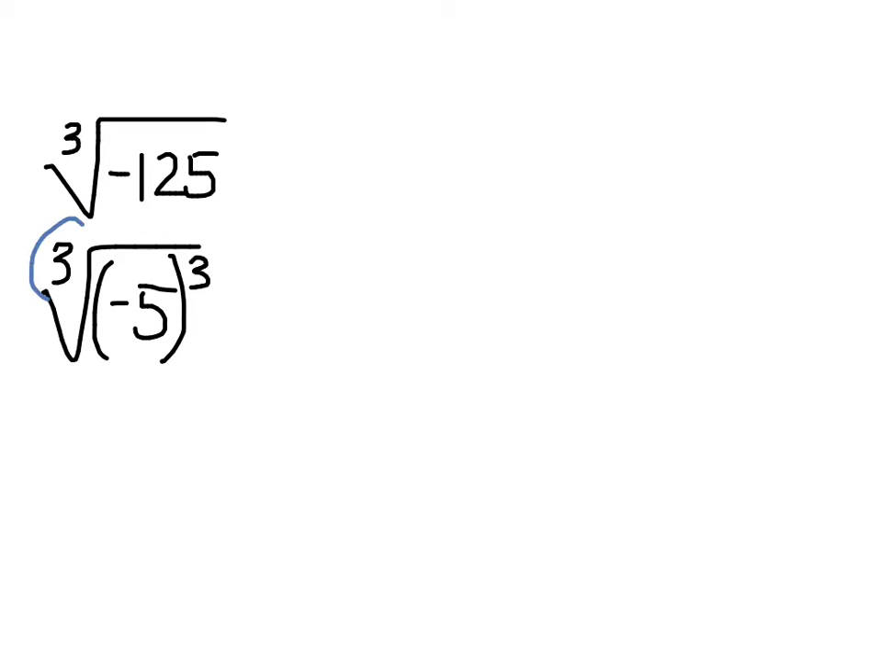So remember, when the crack number matches this exponent number, what do they do? They cancel out. And you're left with whatever was in the base spot, which is just -5. Good job.